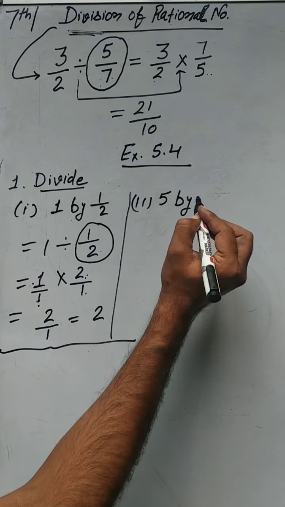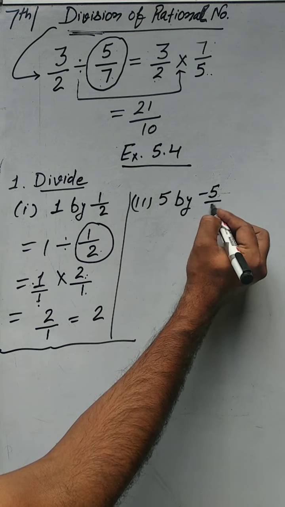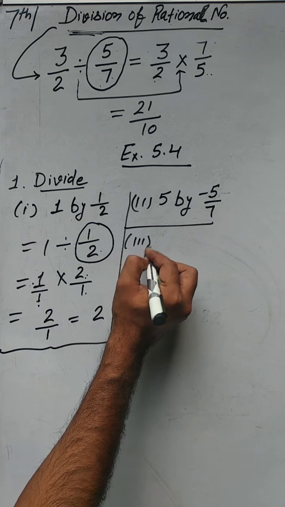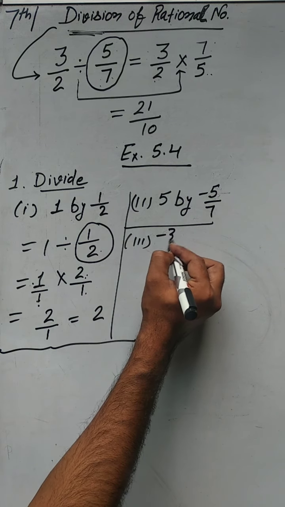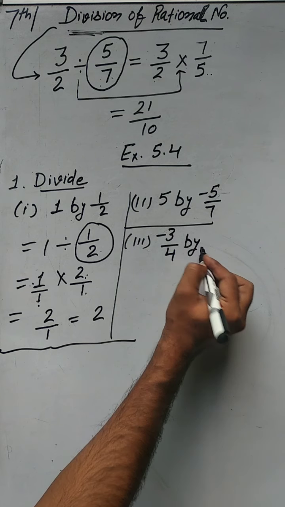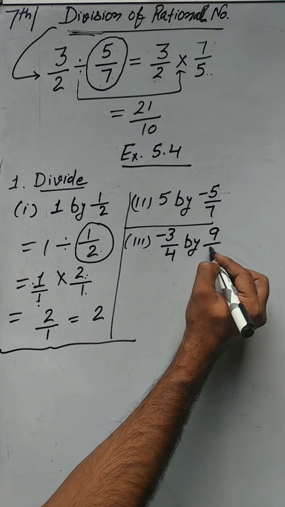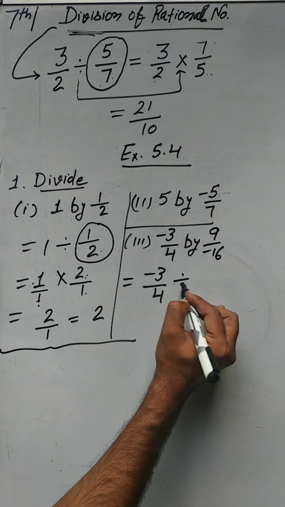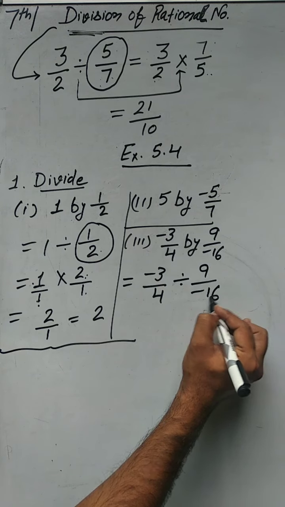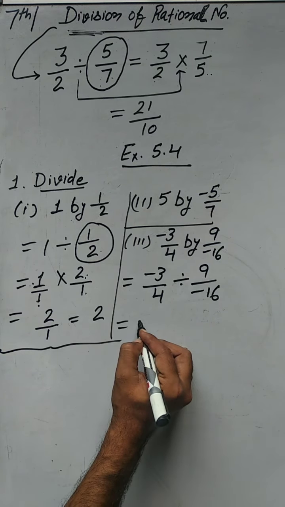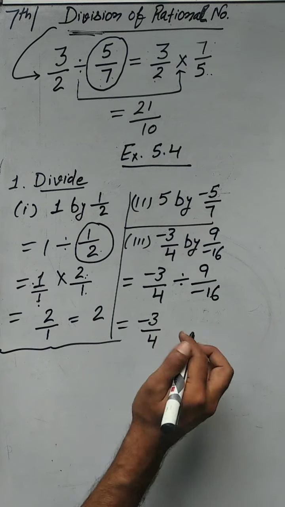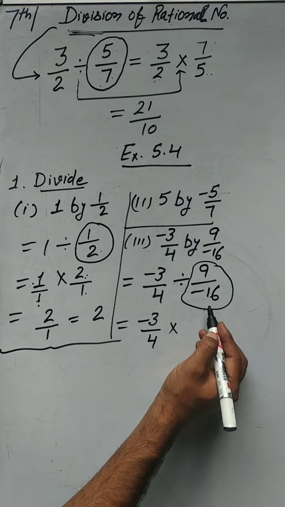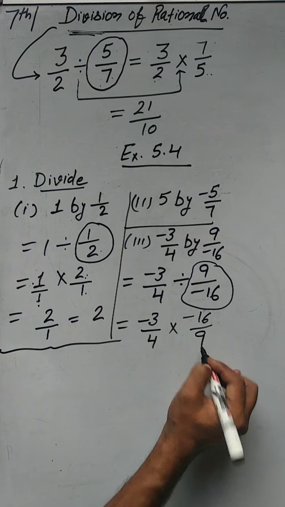You have to divide 5 by minus 5 upon 7. Try it by yourself. And the third part, beta, is 3 upon 4 divided by 9 upon minus 16. Now 3 upon 4, I want to divide. Sign of division here, 9 upon minus 16. Clear beta? Now division changes into multiply. And what is here? Reciprocal of 9 upon minus 16. It will be minus 16 upon 9.